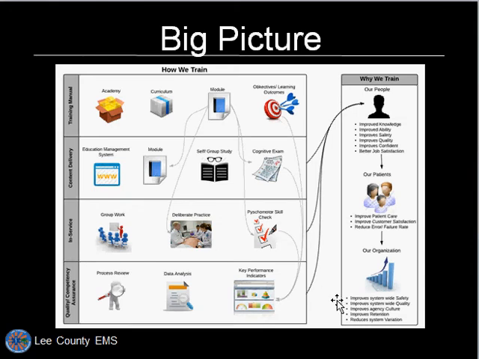So why do we train? And we'll start here in the bottom right. We train as an organization so we can improve safety, quality, have a better agency culture, improve retention, reduce system variation, which you probably heard Chief Tuttle talk about with regards to standby. Patient care is obviously the big component of why we train. We train as a system, as an organization, to provide better patient care, customer satisfaction, reduce error and failure rates.